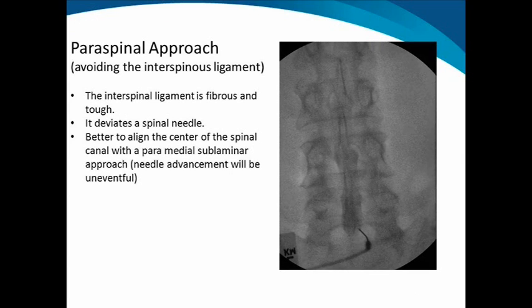Another small detail about the approach that makes it a relatively painless procedure for the patient is a paraspinal approach. I avoid the interspinous ligament, which tends to deviate the needle. Paramedian approach, sublaminar access as shown here, is relatively straightforward.